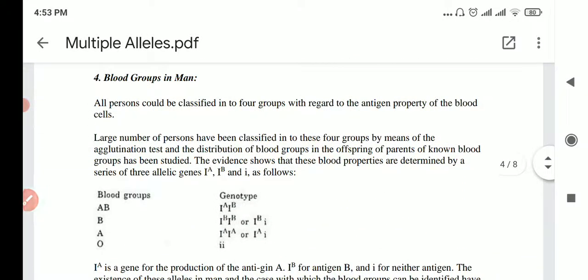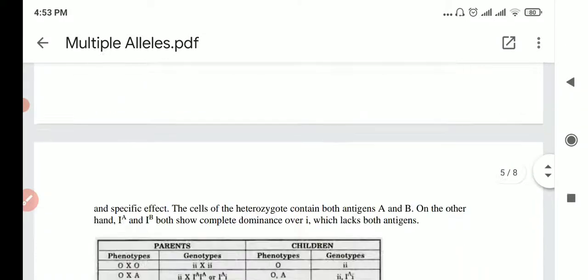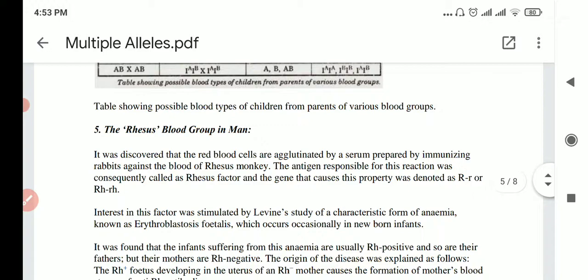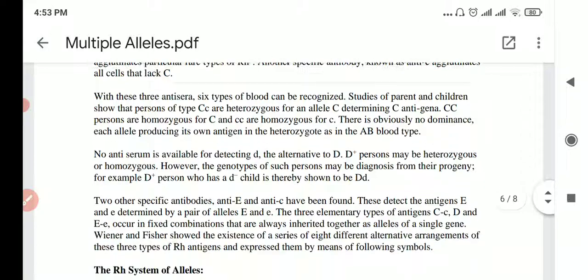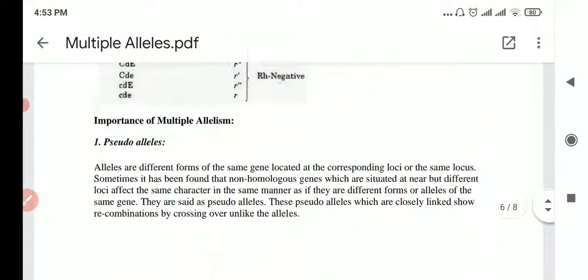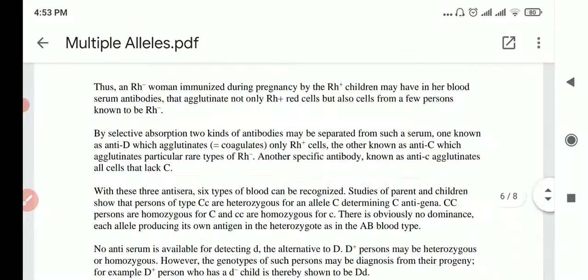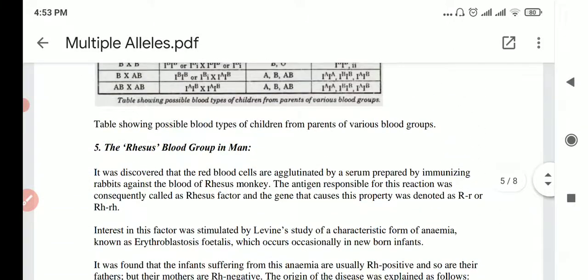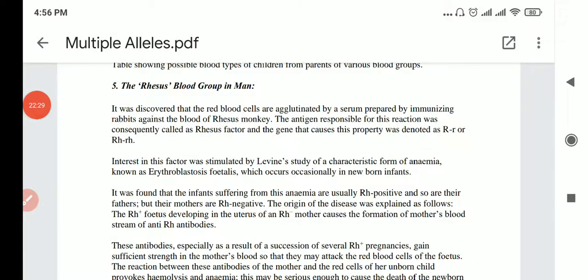Now, I think the ABO blood group is clear because you've already done it in zoology. But you might not be clear with the rhesus blood group, RH blood grouping. It's more complicated, so I will explain this one better. If you read this note, you'll be super confused. So write the simple one, which I'm going to say.